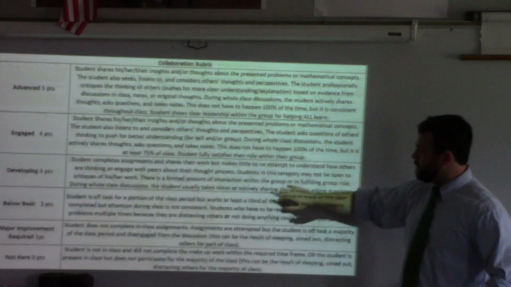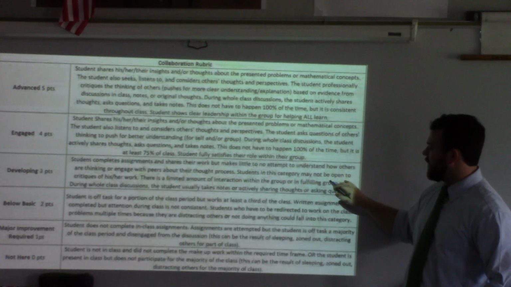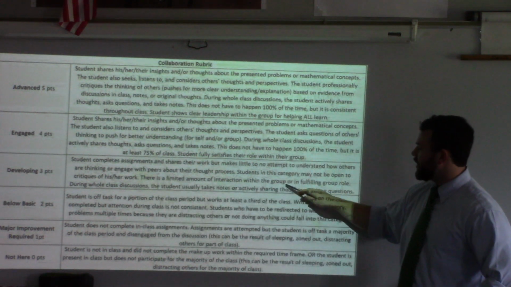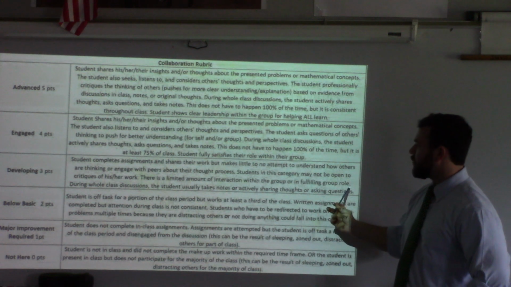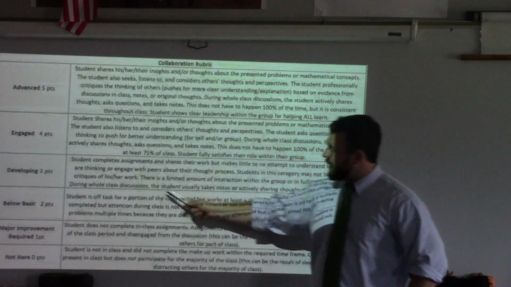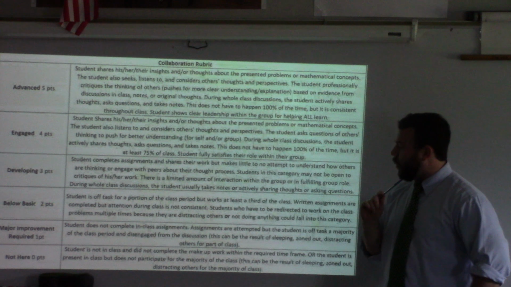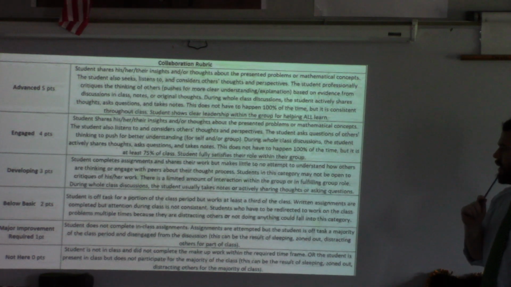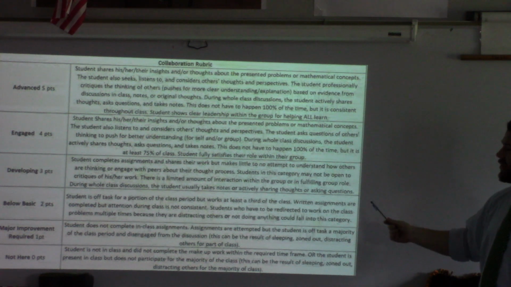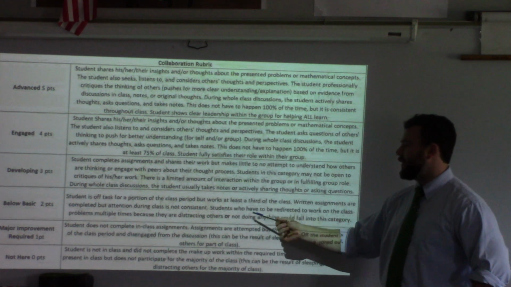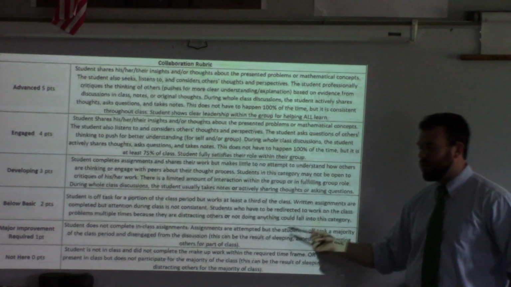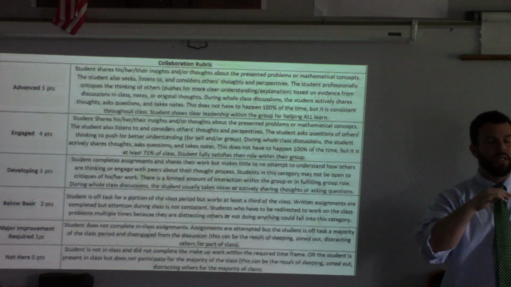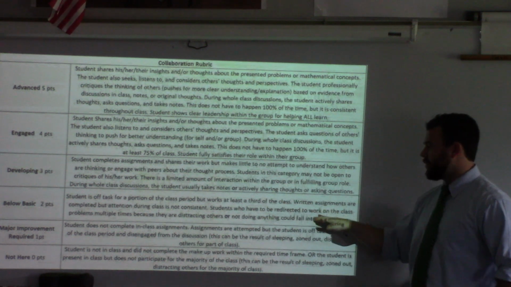2. Okay? Students in this category may not be open to critiques of his or her work. There's a limited amount of interaction within the group or in fulfilling the group role. During whole class discussions, the student usually takes notes or actively shares thoughts, but is an either or. Below basic, the student is off task for a portion of the class period, but works at least 1/3 of the class, right? So if you're working at least 1/3 of the class, you can still get into that 2. But again, this is not where you necessarily want to be.